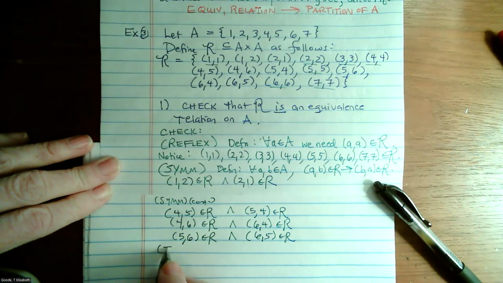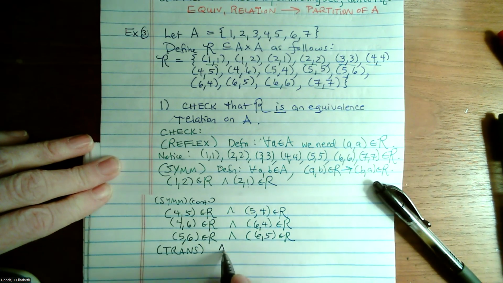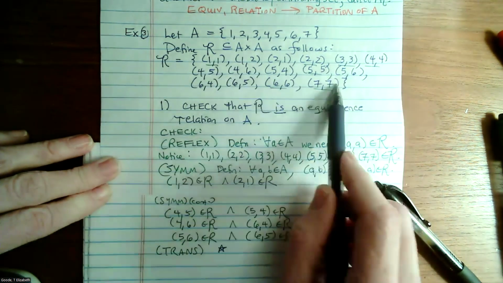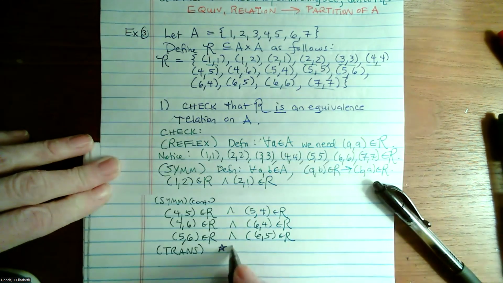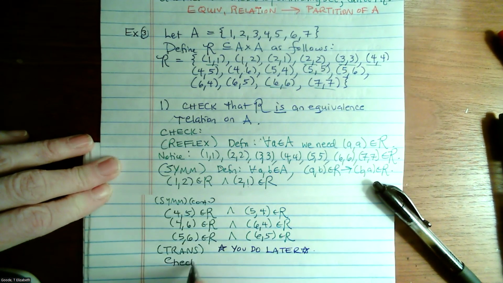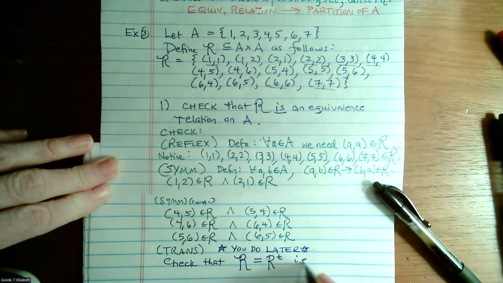Now, transitivity. It's a pain. It's the most involved of all. I'm going to let you do that later because it'll give you good practice checking that this is actually a transitive set. So you do it later. You can trust me. It really is transitive. You can check that, in fact, this curly R is equal to its own transitive closure, i.e., curly R is already transitive. There's nothing that we need to add to make it transitive.